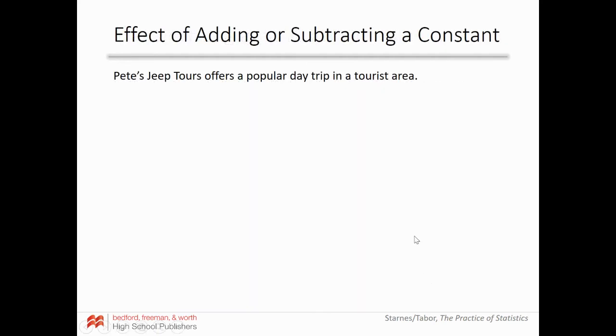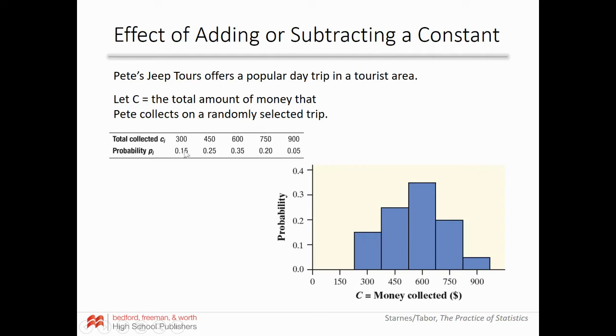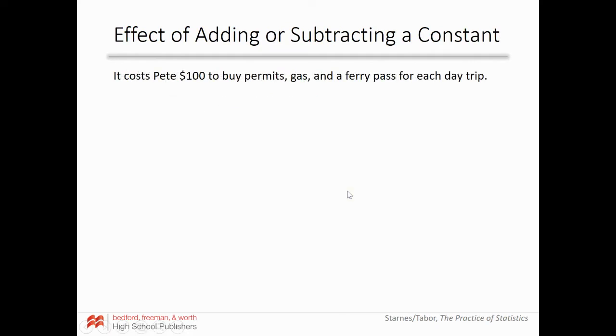So Pete's Jeep Tour offers a popular day trip in the touristy area. Let C equal the total amount of money that Pete collects on a randomly selected trip. We saw this distribution in the last video. So here it is: 300, 450, 600, 750, 900, and their probabilities. It costs Pete $100 to buy permits, gas, and a ferry pass for each day trip. So let V equal the amount of profit that Pete collected on the randomly selected trip. So before it was the money that he collected, and now it's the profit.